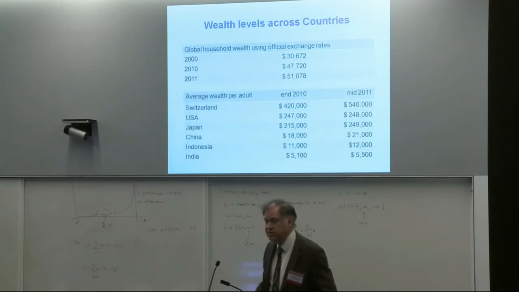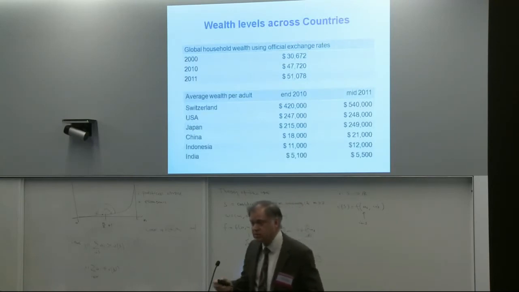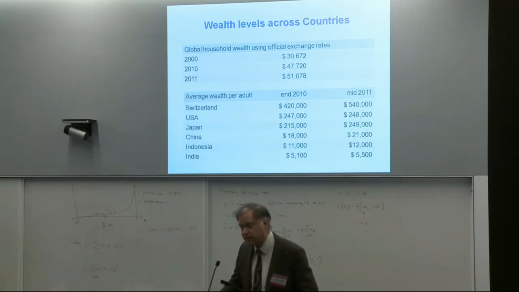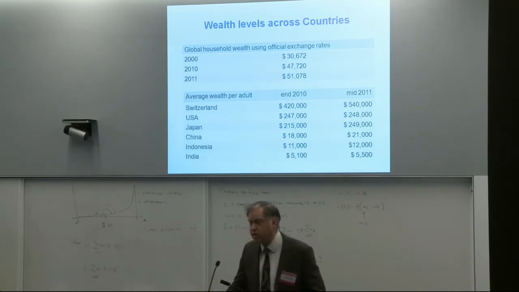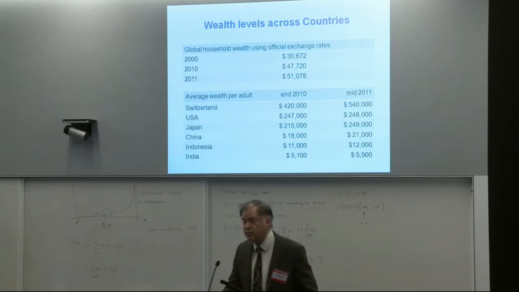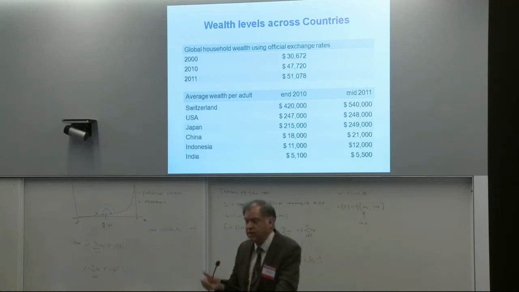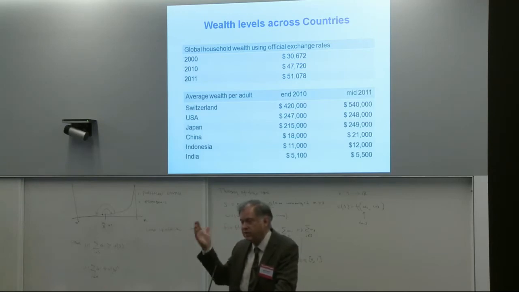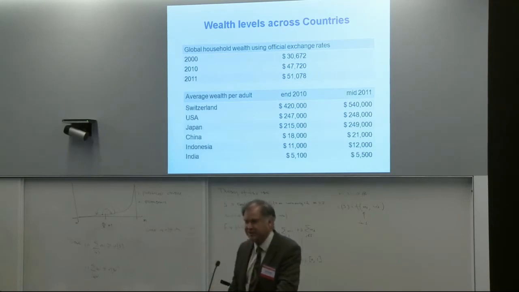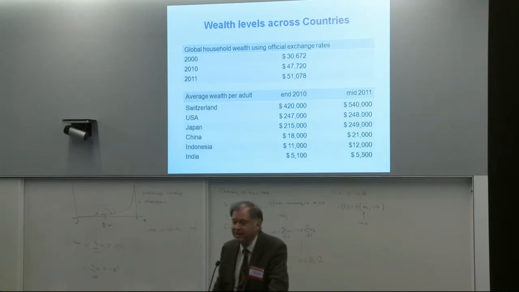Wealth levels across countries, the US is not the highest. In mid-2011, you see Switzerland had average wealth per adult of $540,000. You can see the importance of exchange rates here. Switzerland went up from 420 to 540 in 6 months. That was an exchange rate phenomenon. And then they decided that all things considered, they didn't really want the franc to go any higher than that. And then the thing for Japan is also exchange rate stuff.